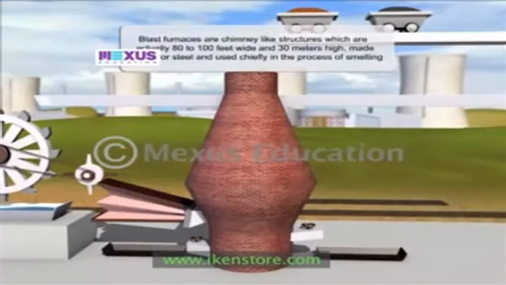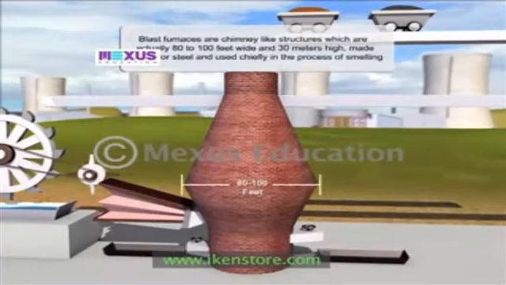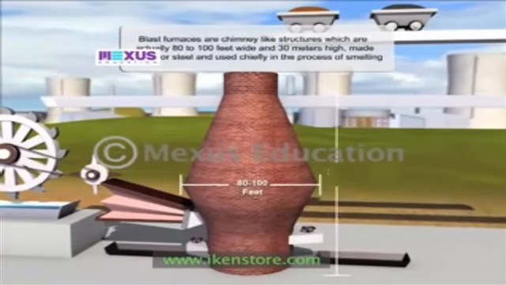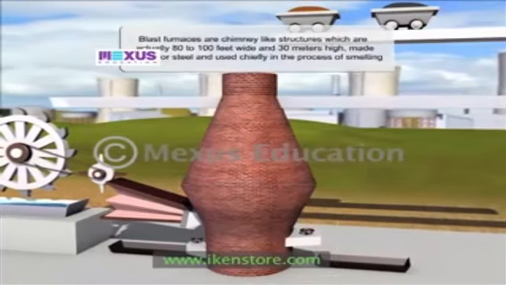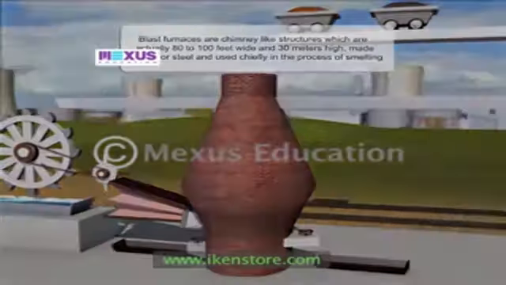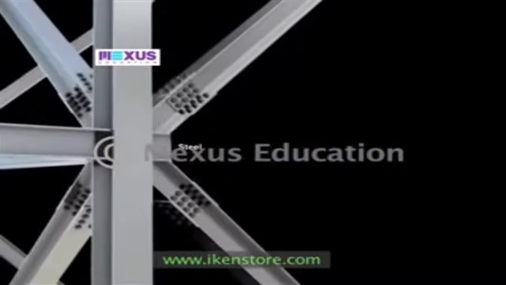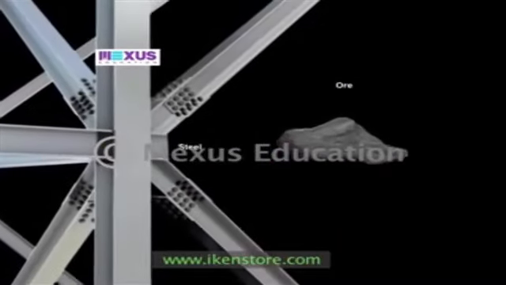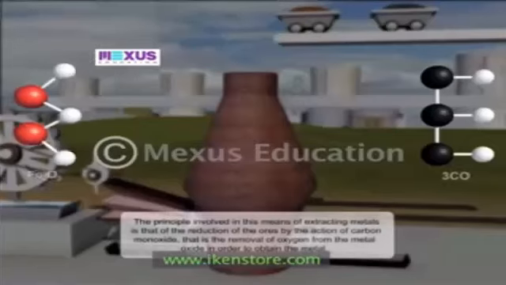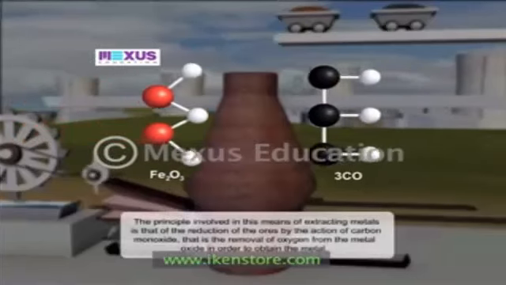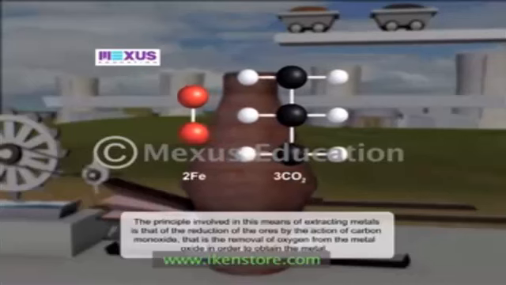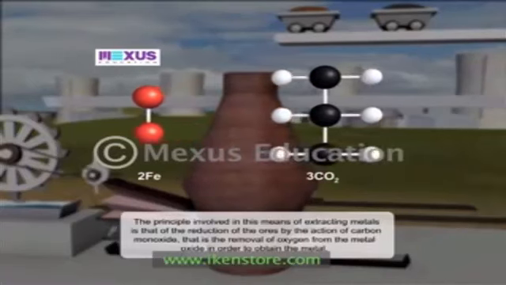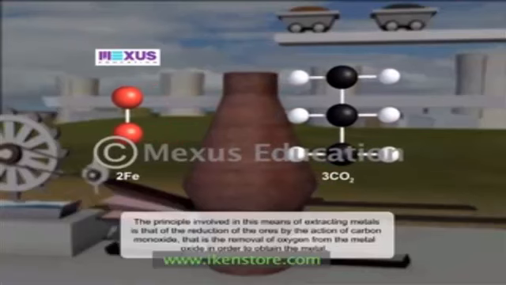Traditional blast furnaces are chimney-like structures which are actually 80 to 100 feet wide and 30 meters high, made of iron or steel and used chiefly in the process of smelting, that is deriving a metal out of an ore, in this case steel out of iron ore. The principle involved in this means of extracting metals is that of the reduction of the ores by the action of carbon monoxide, that is, the removal of oxygen from the metal oxide in order to obtain the metal.